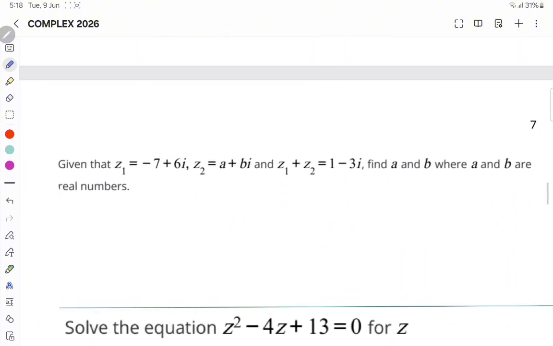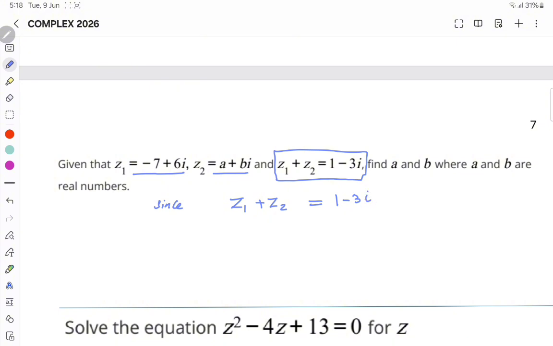So the next question, given z1, z2, and z1 plus z2, find the values of a, b, where a and b are real numbers. It's a very good question, and it's easy also. We just need to follow the rules. He said here, that is the value of z1, that is the value of z2, and that is the given. And always we start from the given, since z1 plus z2 is equal 1 minus 3i.